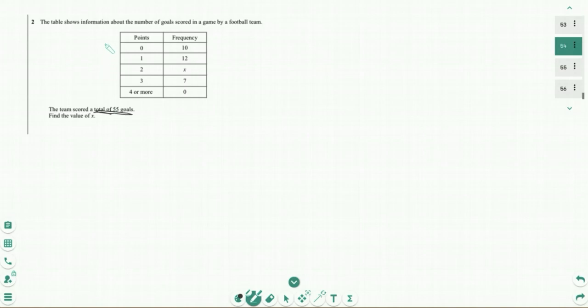So I'm going to think to myself, how do I usually find the total number of goals? Well, all I do is I multiply the frequency by the category. So because there are 10 games where we scored 0 goals each, we're going to do 10 times 0 to find the number of goals scored here. So 10 times 0 is 0, plus 12 times 1 is 12, X times 2 is 2X, 7 times 3 is 21, and 0 times 4 is 0. And we know all these goals must add up to 55, like this.